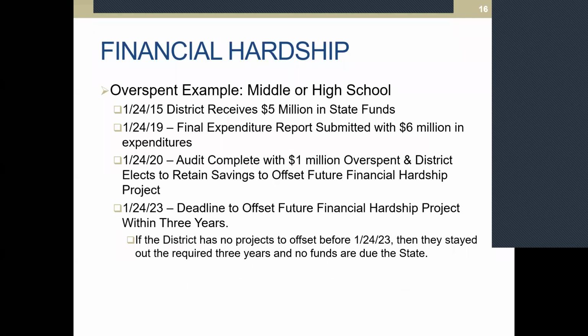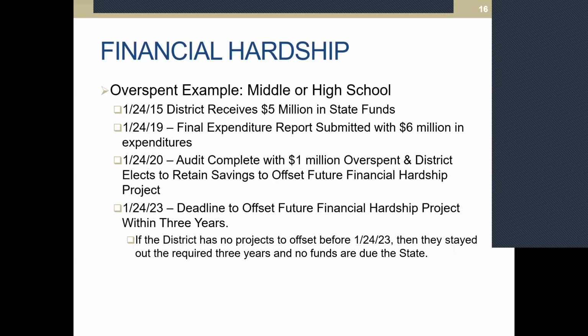And then, so basically here's that overspent example for a middle or high school project. They received the $5 million in 2015. In 2019, they submitted that final expenditure report with the $6 million in expenditures. The audit was complete a year later, and the audit confirmed that they did have $1 million overspent. And so then the district again has that option to retain that overspent amount for 3 years, or to stay out of the program for 3 years.